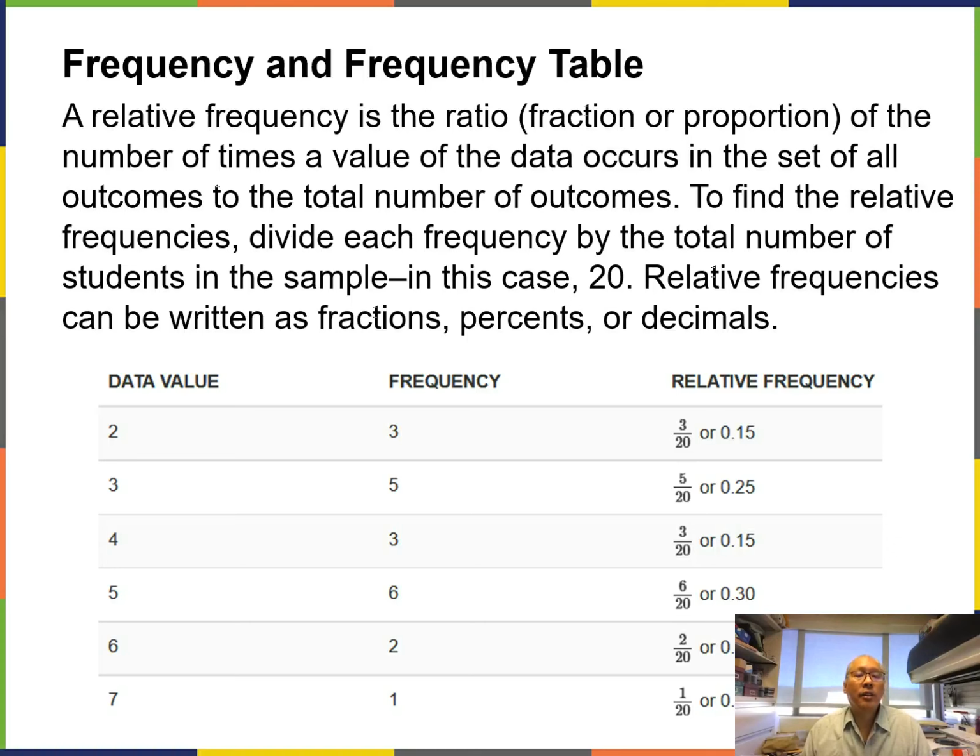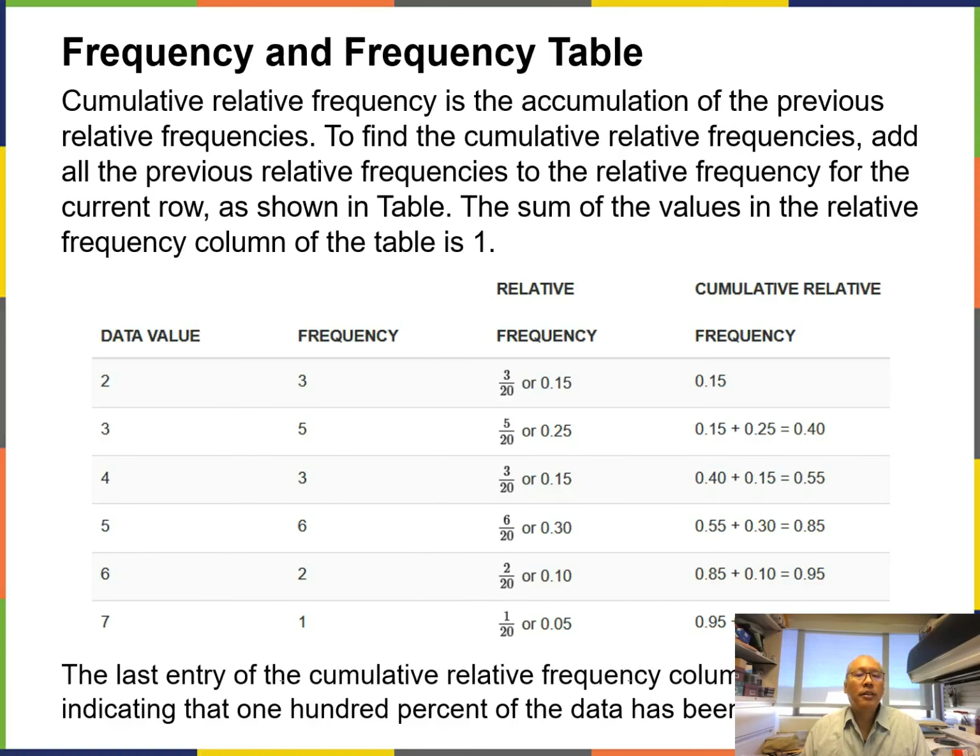And for the data value of 3, there are 5 of them. 5 out of 20 is 1/4 or 0.25. So 25% of your data has a data value of 3. And you can go on and do the rest of this to fill out the rest of the relative frequency table. And then another type of table is called a cumulative frequency, or a cumulative relative frequency.